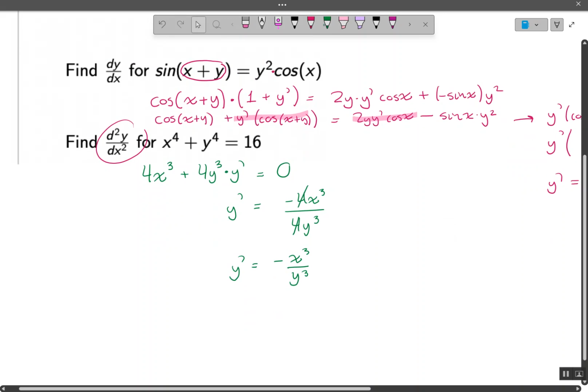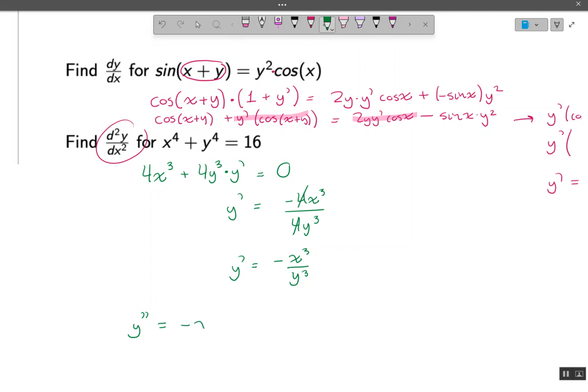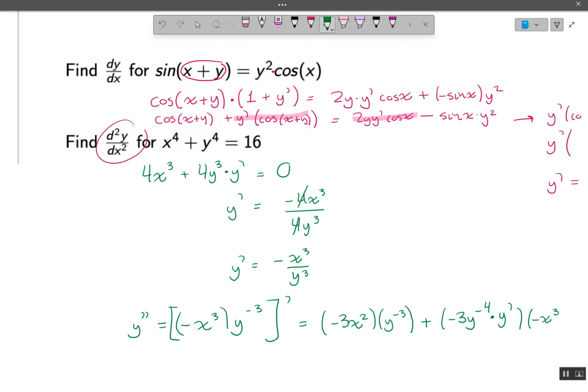So now I want the second derivative. Well, I'm going to write this as a product. I want the derivative of that. So we've got derivative of the first. Don't touch the second. Plus derivative of the second. Times y prime for the chain rule. Don't touch the first.